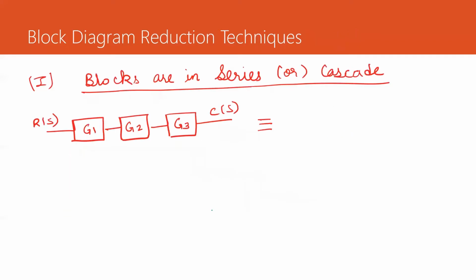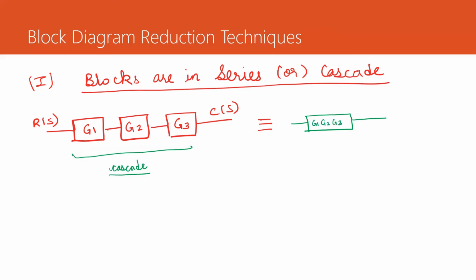Suppose we have blocks which are connected in series. The first rule is, when the blocks are connected in series, we call this configuration a cascading system, or a cascade system. So we know the equivalent of these blocks is nothing but a multiplication of G1, G2, G3.